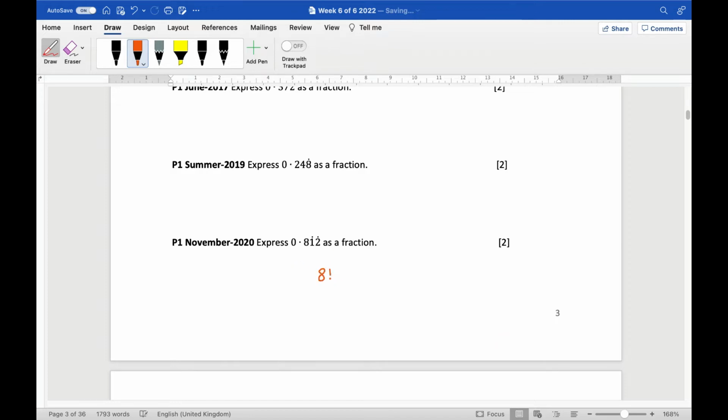So 8, 1, 2 over, that's recurring, so that gets a 9. That's recurring, so that's going to get a 9. And the 8 is not recurring, so it gets a 0, but we have to take away the not recurring bit, and it's better to show that with a line all the way across. So the answer is 804 over 990.